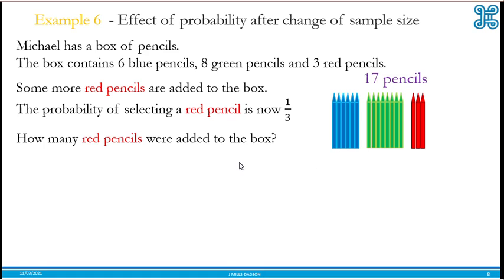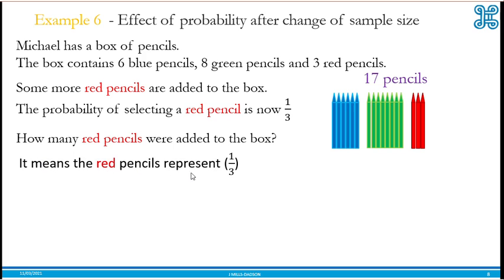This time, we have 6 blue pencils, green 8, red 3. We're going to add more red pencils, and the probability of selecting a red will be a third. How many red pencils were added to the box? Okay, so we start.